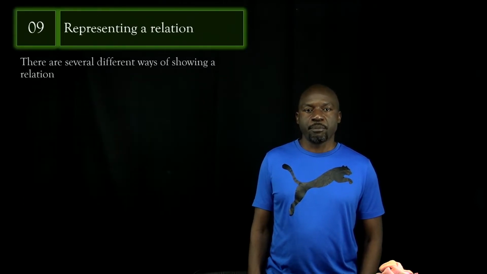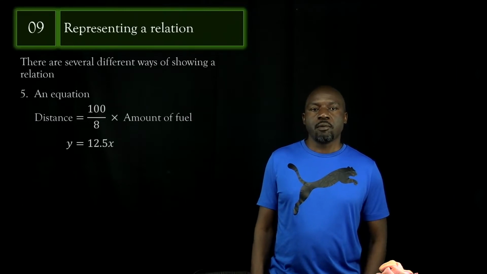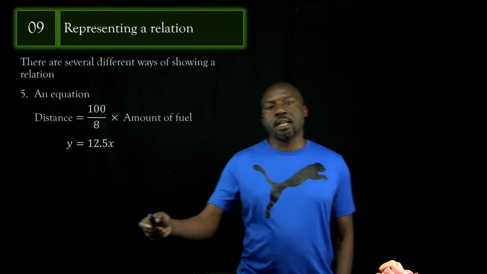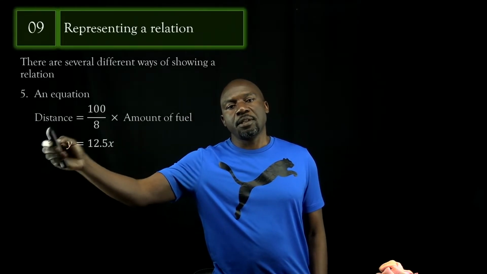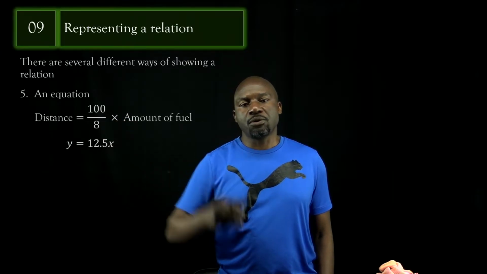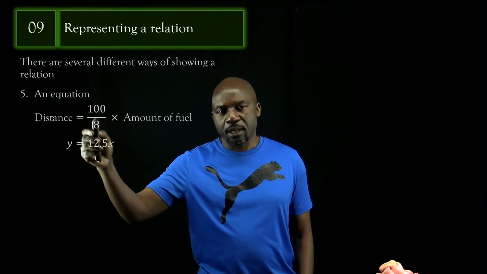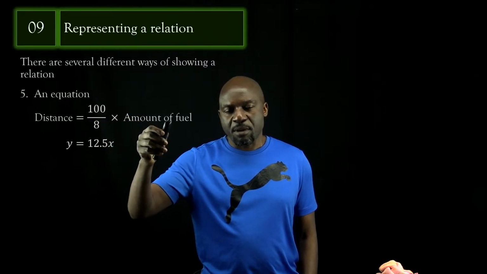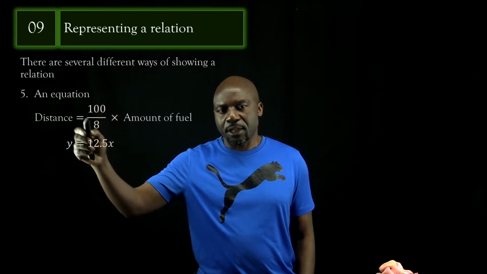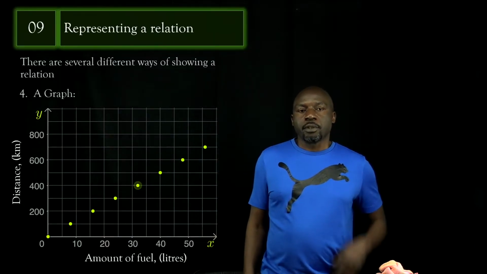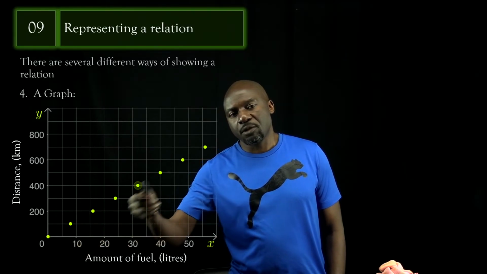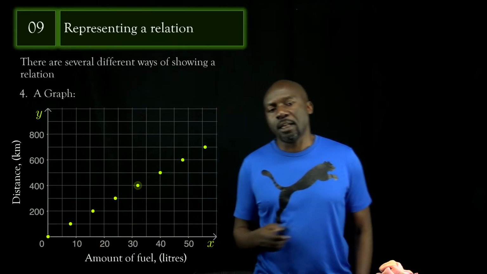The fifth way of representing a relation would be an equation. So we could say the distance covered, so distance relates to the amount of fuel. So we can say the distance covered is some constant there multiplied by the amount of fuel. How did I get this constant here? I can go back. If we look at the graph there, you can see that this is a kind of, if we were to join this with a line, we should not, because this is a discrete relation.